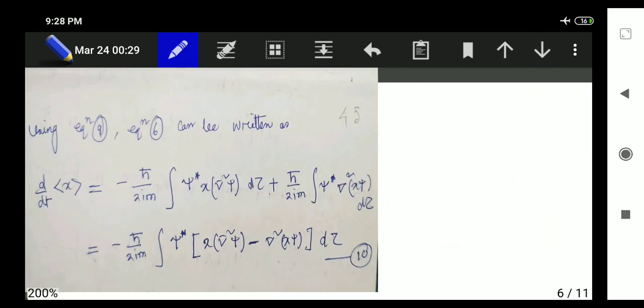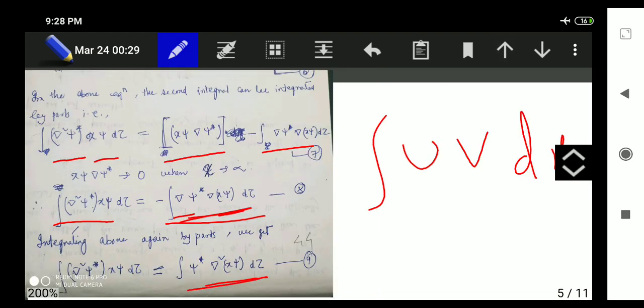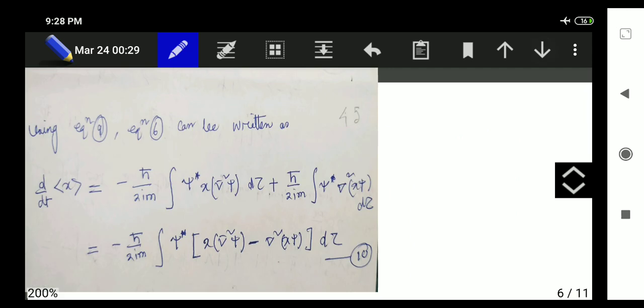Second term is psi star del 2 xi, which has come from here. Okay, we put here. Then minus h cross by twice im, you have psi star x del 2 psi. You bring this inside; psi star is common, h cross by twice im is common, take it outside, you put this, you get this thing. Now we'll try to solve this.